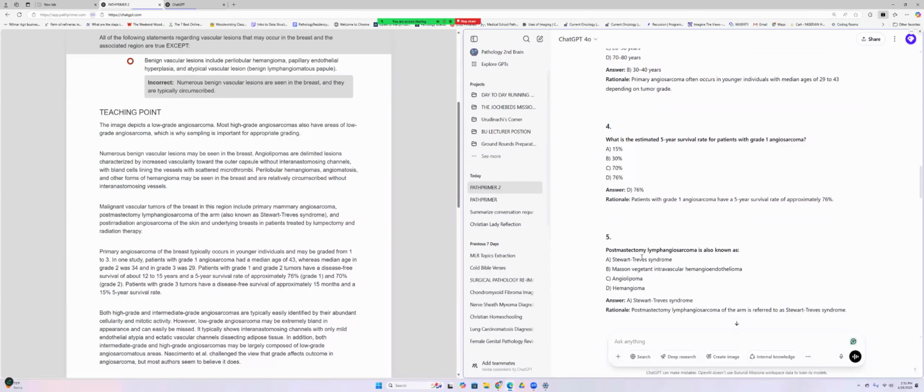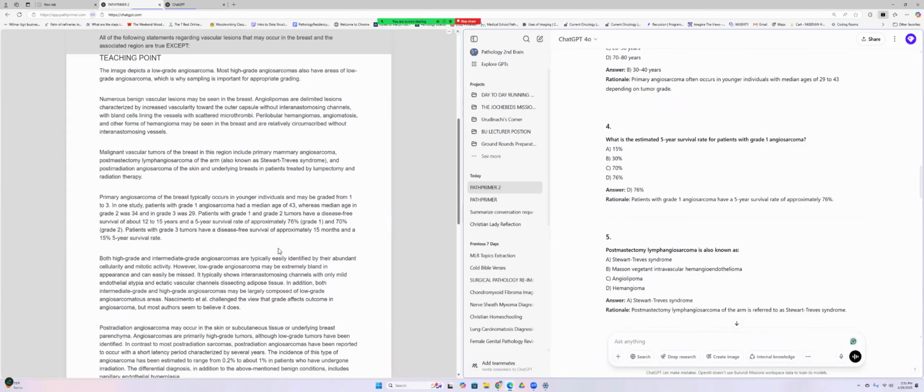76%. Primary 76%. Grade 2 is 70%. Grade 3 is 15 months, and a 15% 5-year survival. So grade 3 is very dangerous. The worst grade is probably grade 3.